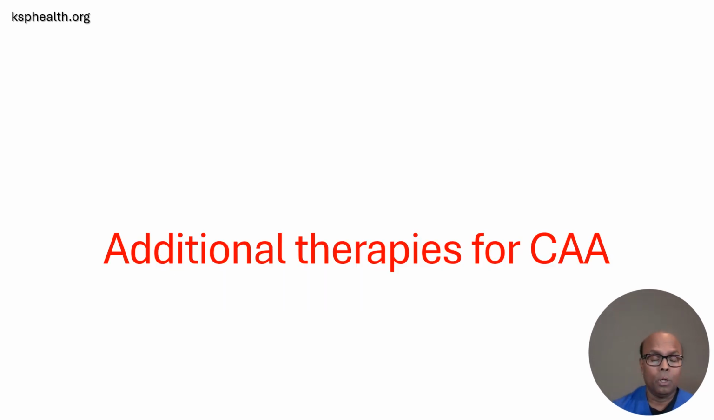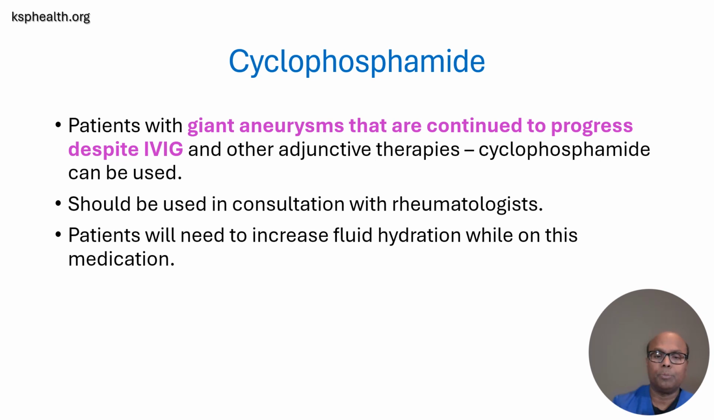Additional therapies for coronary artery aneurysms. In patients with giant aneurysms that are continuing to progress despite IVIG and other adjunctive therapies, one should consider cyclophosphamide. It should be used in consultation with the rheumatologist. Patients will need to increase fluid hydration while on cyclophosphamide.